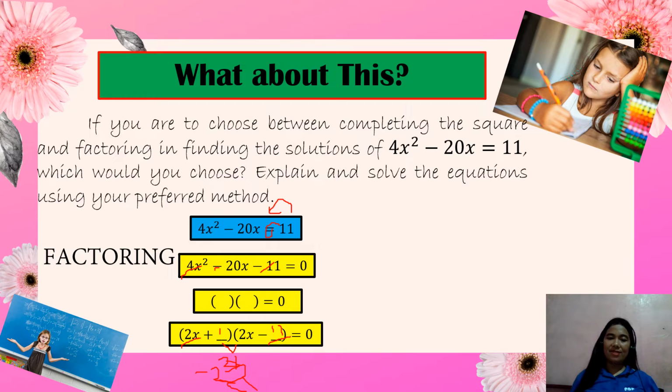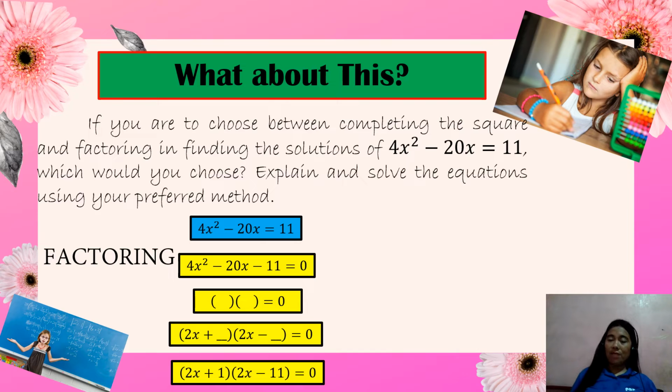Okay, so you have 2x and negative 22x. When you add them, it will give you negative 20x, which is actually our middle term. And there you go. I think you now have the correct factors. So it must be 2x plus 1 and 2x minus 11. Okay, so you're done with factoring this quadratic. The final factors would be 2x plus 1 and 2x minus 11.